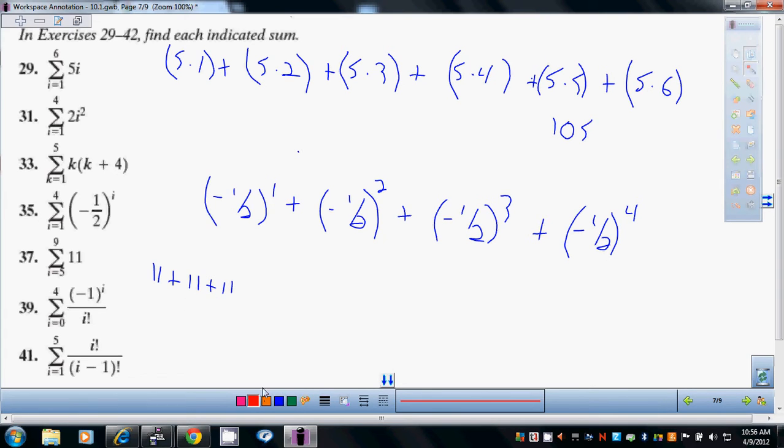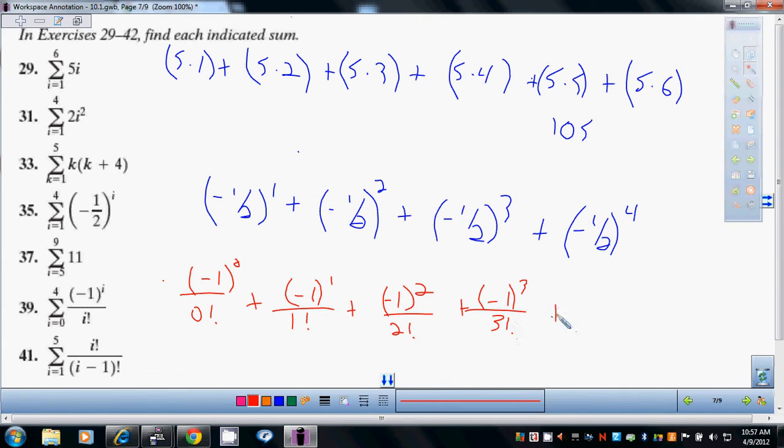Good question. 39. Let me erase this. 39 would be negative 1, let's see, we're starting with the 0, right? To the 0 over 0 factorial plus negative 1 to the first over 1 factorial, and then all the way up to 4. But what is 0 factorial? There you go. That's right. But you're right, 0 couldn't be by itself. So that's how you'd write it out.